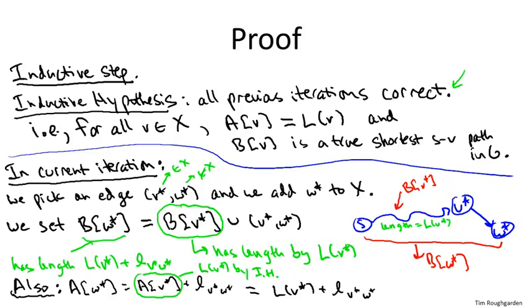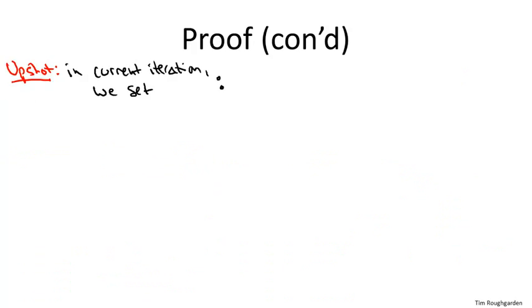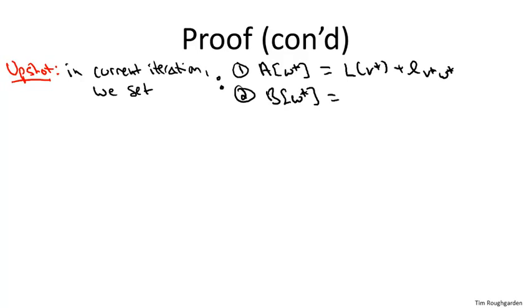So what have we done in the current iteration? Well, first of all, our estimate of the shortest path distance from the source to W star, to the new vertex that we're including in the set capital X, is the true shortest path distance to V star plus the length of the edge from V star to W star. That's the first thing. Secondly, the path that we have in the B array is a bona fide path from S to W star with exactly this distance.